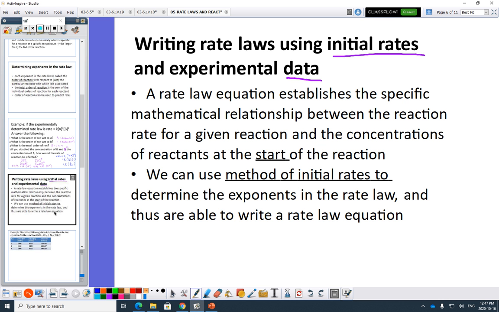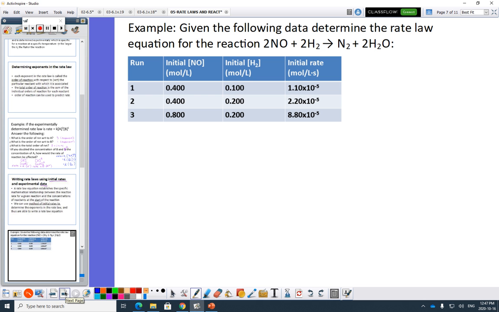Okay, so you have to be given the concentration of every single reactant. You have to be given also the rate, because what we're going to do is look at how the rate is influenced by changing the concentration. They call it here a run. Sometimes it'll be called a trial. So the scientists have run or done this reaction 3 times.